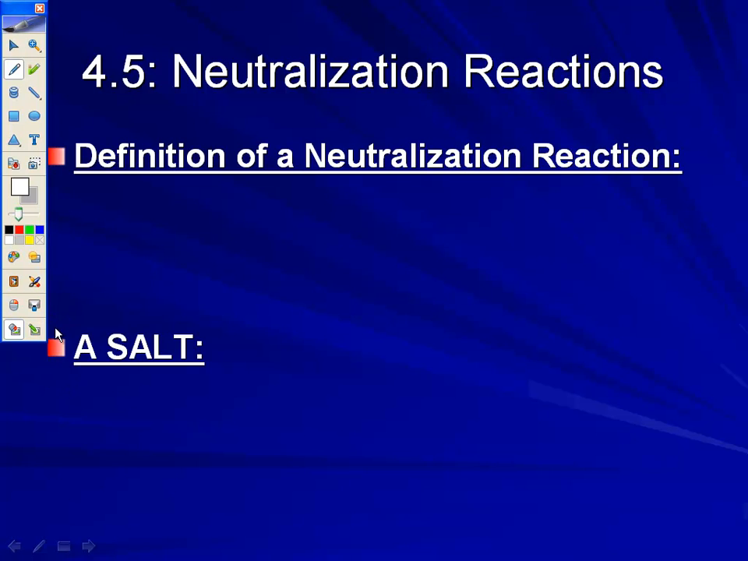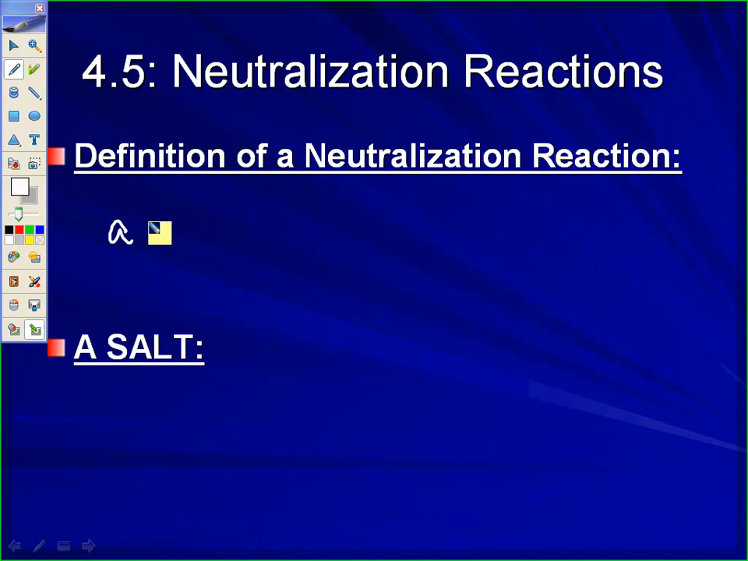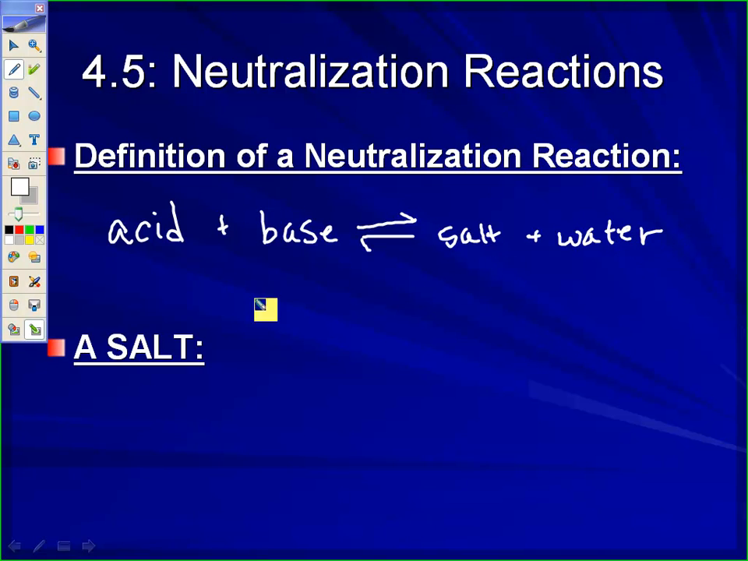So a neutralization reaction is going to take place between an acid and a base. So those are the two things that are reacting together, and it is going to form a salt and water. It's called a neutralization reaction because the acid and base are going to neutralize each other as much as possible, leaving a salt and water because of that reaction.